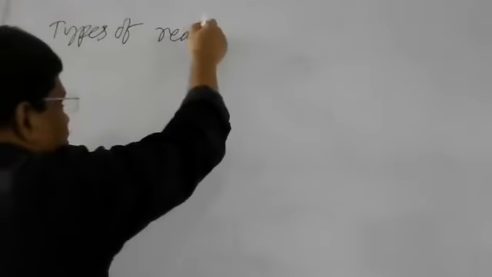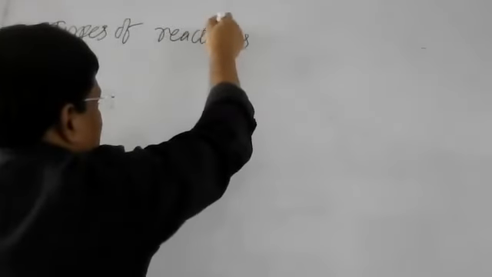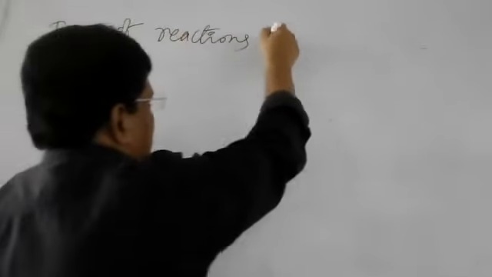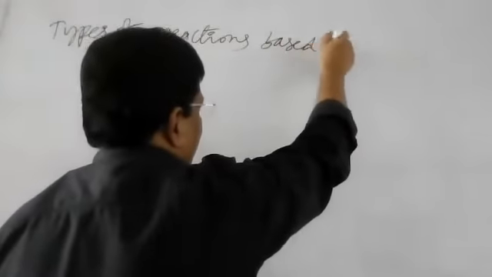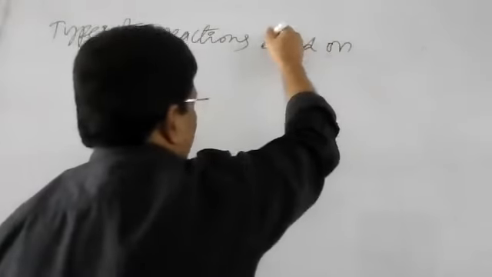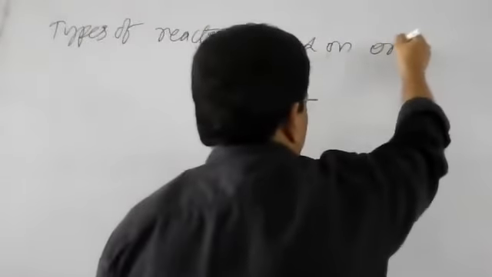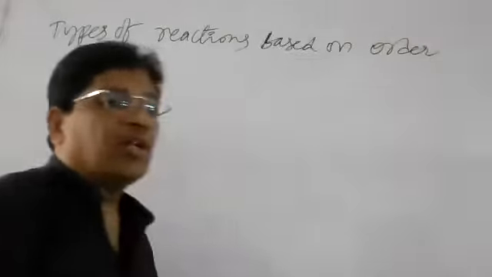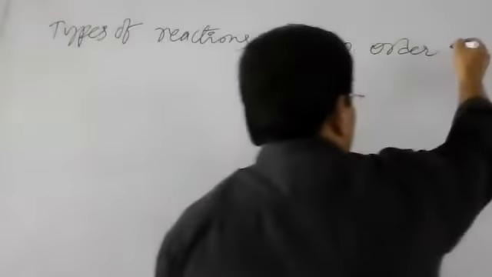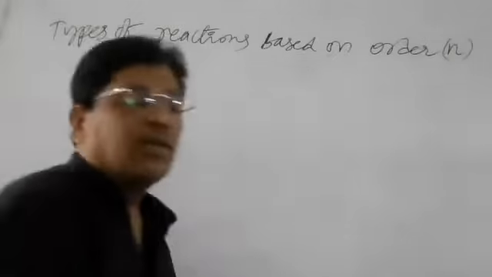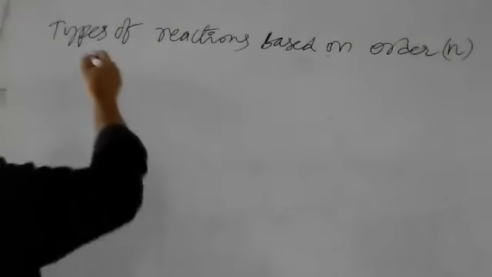Types of reactions based on order of reaction. So order is given by which letter? N. Order is given by letter N.